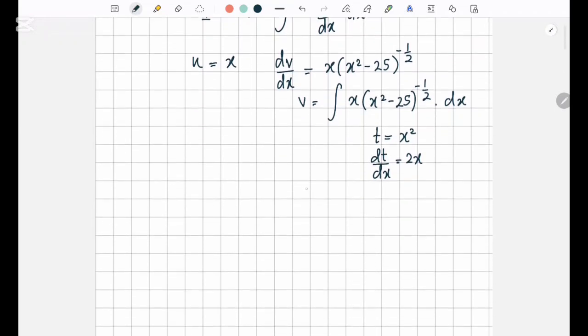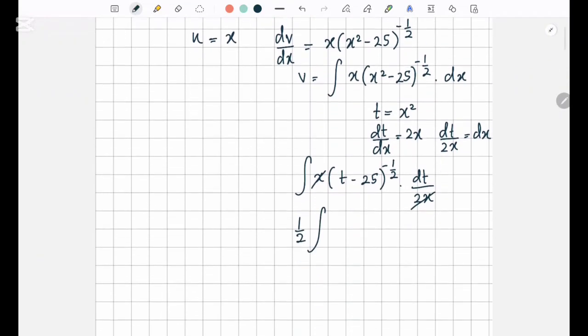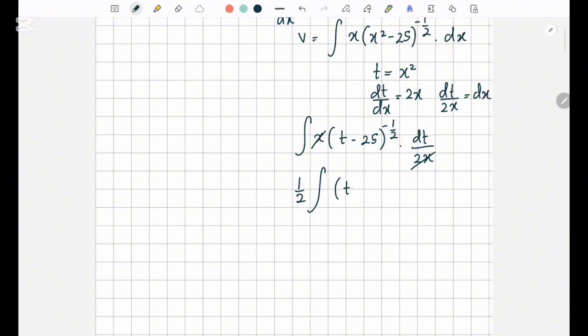Right, so you go back into the integral. Now it's x into, instead of x squared I'm going to write t minus 25, close brackets, to the power minus half, and instead of dx I'm going to write dt over 2x. As you can see, dt over 2x equals dx. You can cancel off the x, you can take half outside, and then all you have to integrate is t minus 25 to the power negative half.